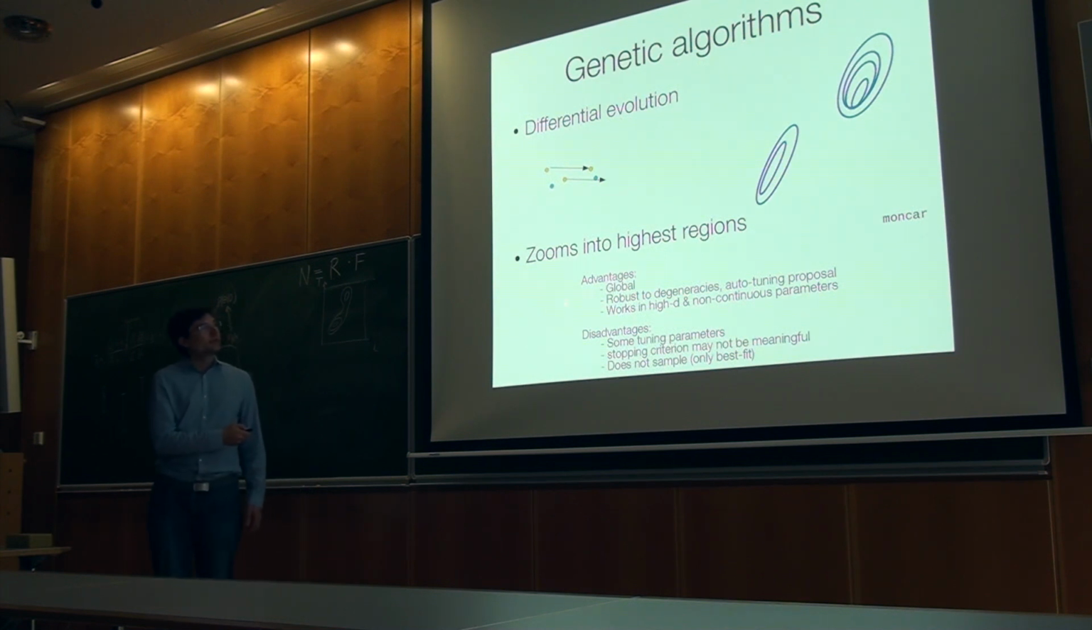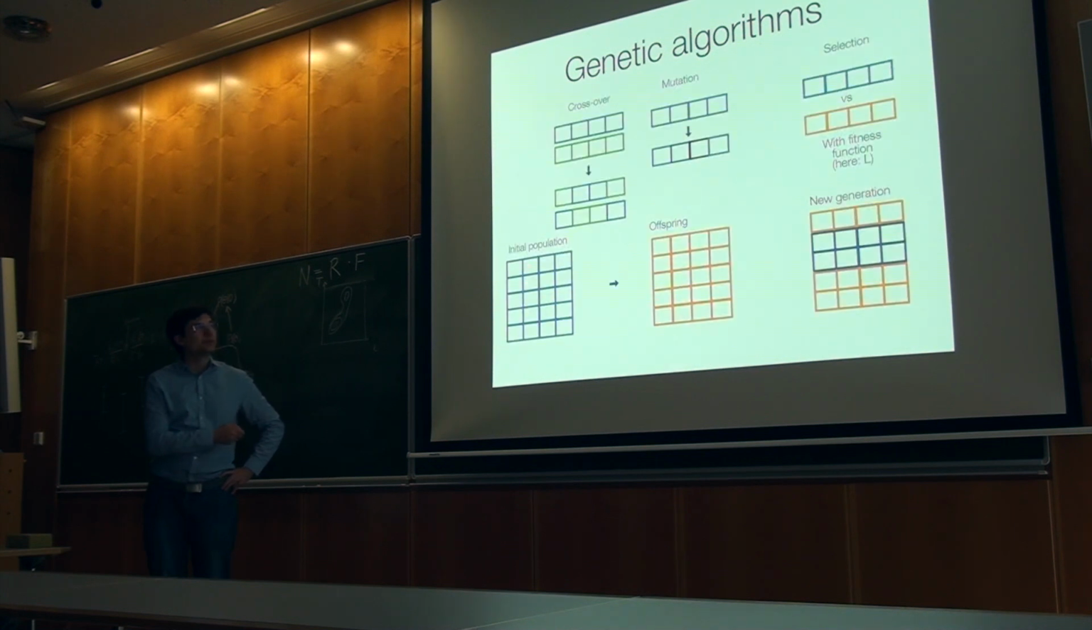Advantages of this algorithm: it's a global algorithm, so you can start it with a whole population of walkers everywhere, and it will slowly move towards the peaks. It's robust to degeneracies, it kind of auto-tunes itself. It also works in very high-dimensional spaces, and it even works if your parameters, because we interpret them as genes, are categorical. It doesn't have to be continuous.